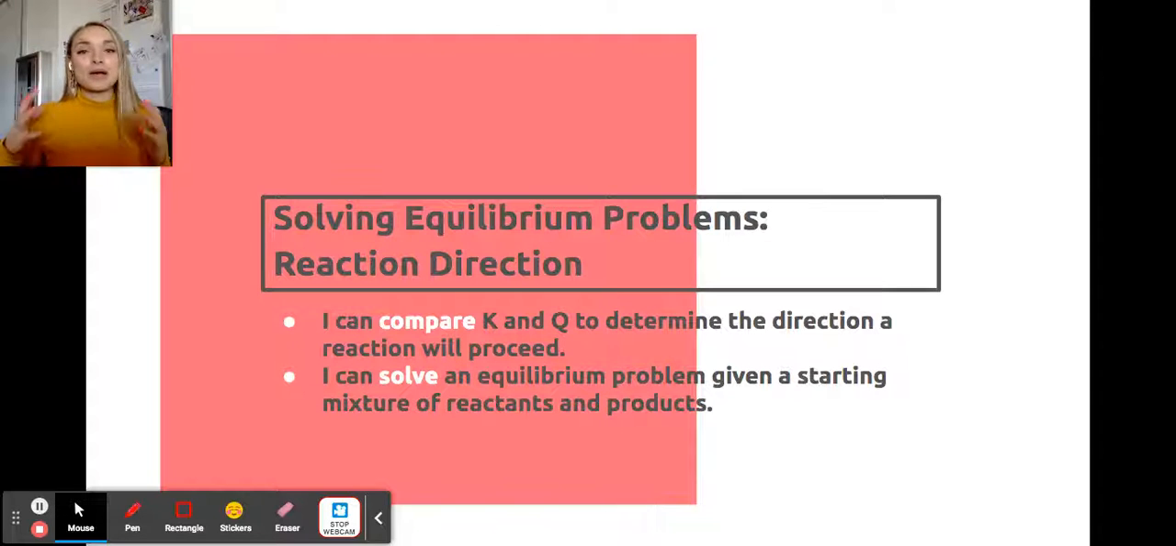All right, we're going to be wrapping up how to solve equilibrium problems today. And we're going to tie our bell ringer into our lesson today as well, because sometimes when we're solving equilibrium problems, we need to first determine the reaction direction. So our learning objectives are, I can compare K and Q to determine the direction a reaction will proceed, and I can solve an equilibrium problem given a starting mixture of reactants and products.